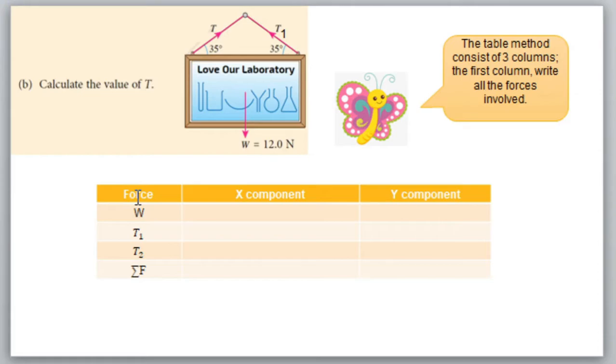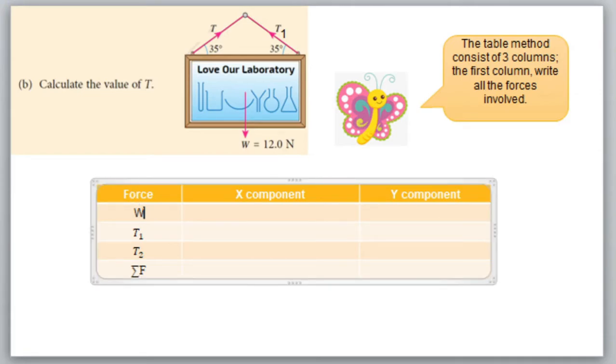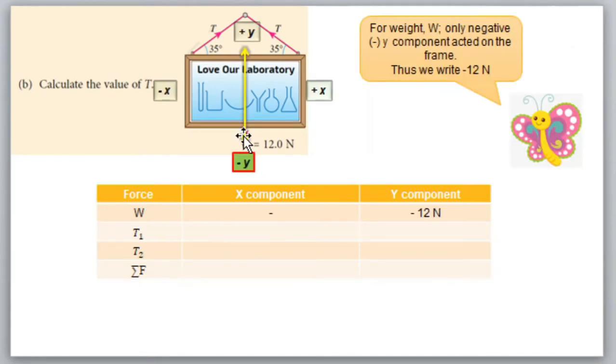So that is the first step. We determine the X component and Y component for the first force, which is weight. So weight, we do not need to resolve it to X component since it is directed downwards, which is negative 12 Newton. Negative refers to the direction toward the center of gravity, and it is negative Y. So don't forget to write the direction. Okay, it is very important for calculation.